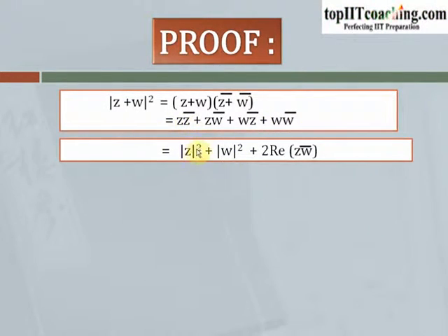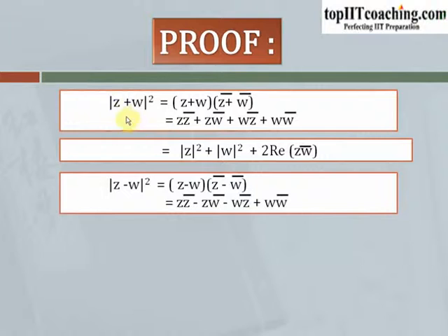This is nothing but square of modulus of z, square of modulus of w, and this term is actually equal to 2 times the real part of z into w conjugate. So the square of modulus of z plus w is equal to modulus of z square plus modulus of w square plus 2 times real part of z into w conjugate.